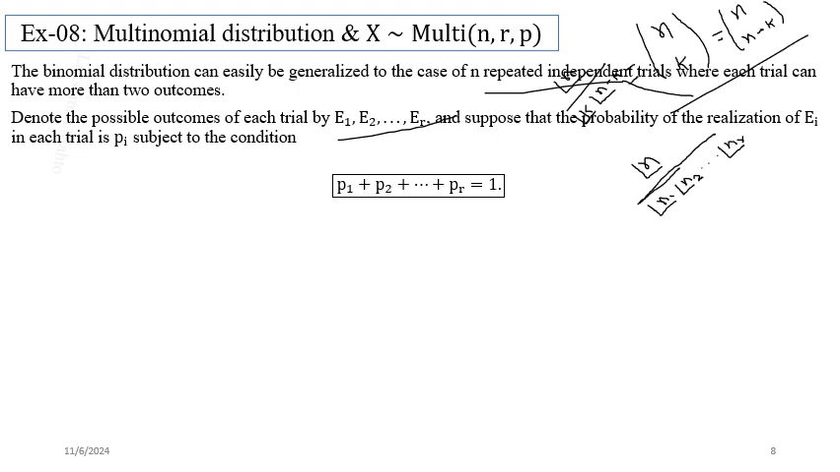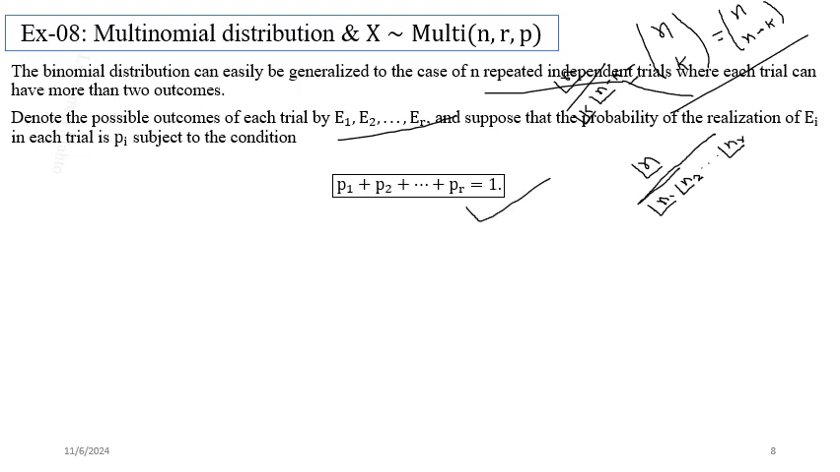When you are throwing a dice, what is the probability of getting 1? 1 by 6. The probability of getting 2 is 1 by 6. All those are uniform, equally likely situations. That's where we get 1 by 6, 1 by 6, like that. If I talk about the sum of the probabilities of all 6 outcomes, what would be the sum? 1. So 1 by 6 plus 1 by 6 plus 1 by 6, up to 1. Likewise, what is the sum of the probabilities of each outcome? p1 plus p2 plus p3 up to pr would be 1.